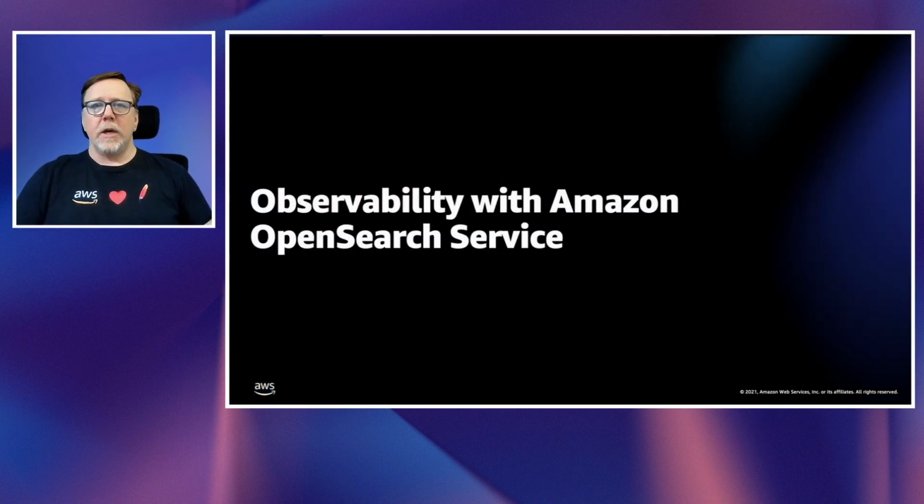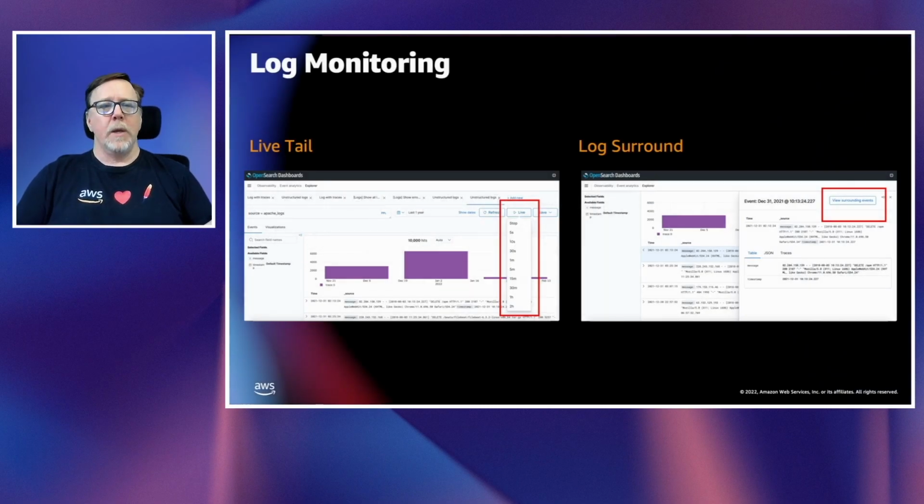We're going to dig in just a touch on Amazon OpenSearch Service just to give you a feel for some of the specifics around what observability looks like in practice. So again, we have our logs, metrics, and traces. We're going to look at logs first.